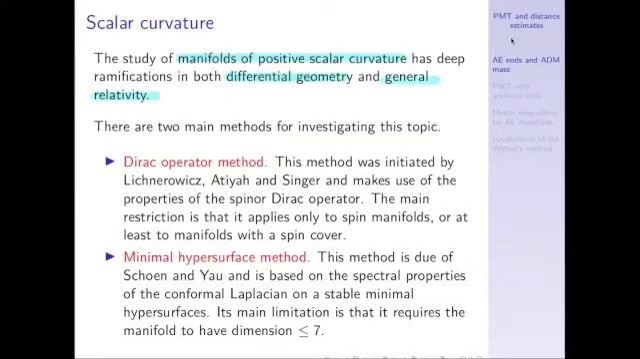There are two main methods for investigating this topic. So the first method is the Dirac operator method. It was initiated by Lichnerowicz, Atiyah, and Singer, and makes use of the properties of the spinor Dirac operator. The main restriction is that it applies only to spin manifolds, or at least to manifolds which admit a spin cover.